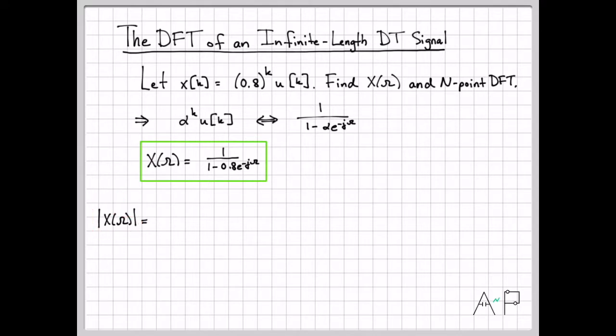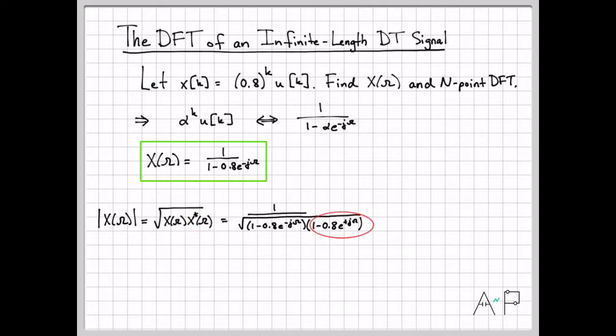Let's go ahead and compute the theoretical amplitude spectrum. We're going to take the magnitude here. Finding the magnitude of a complex quantity is easy. I just take the quantity times its conjugate and then the square root. That's the definition of magnitude. Here, x of omega is 1 over 1 minus 0.8 e to the minus j omega. And if I conjugate it, I'll have 1 over 1 minus 0.8 e to the positive j omega. So this is just me plugging in x of omega and the conjugate of x of omega.